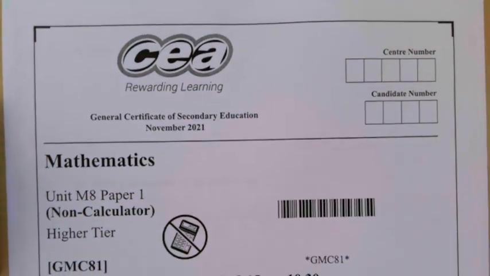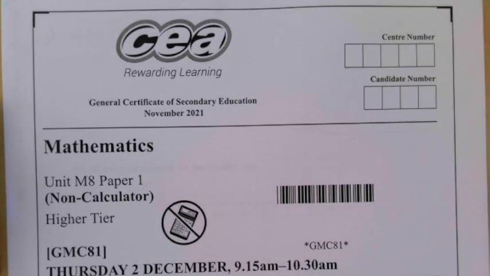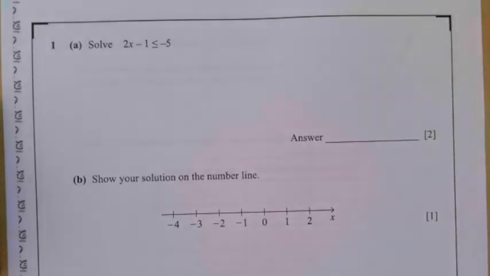This is CCEA Maths past paper, so this one is M8 paper 1. It's a non-calculator one, and it's from November 2021. Let's look then at question 1.